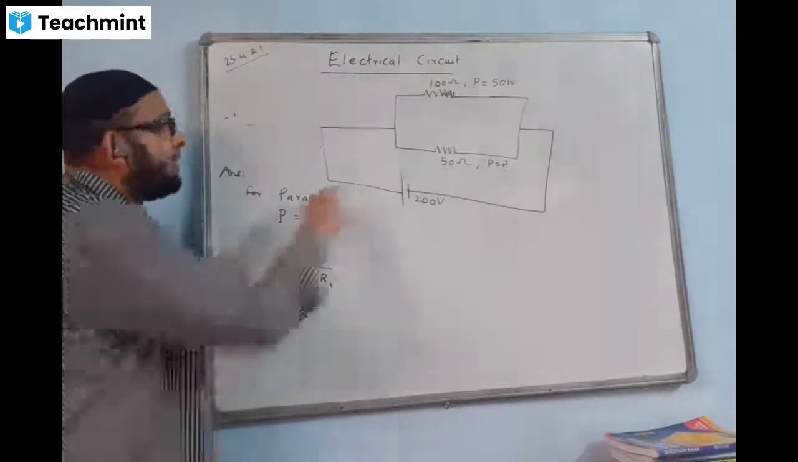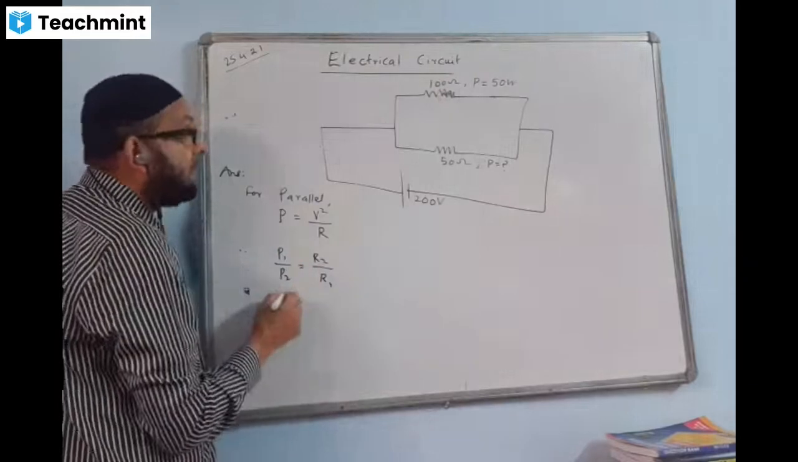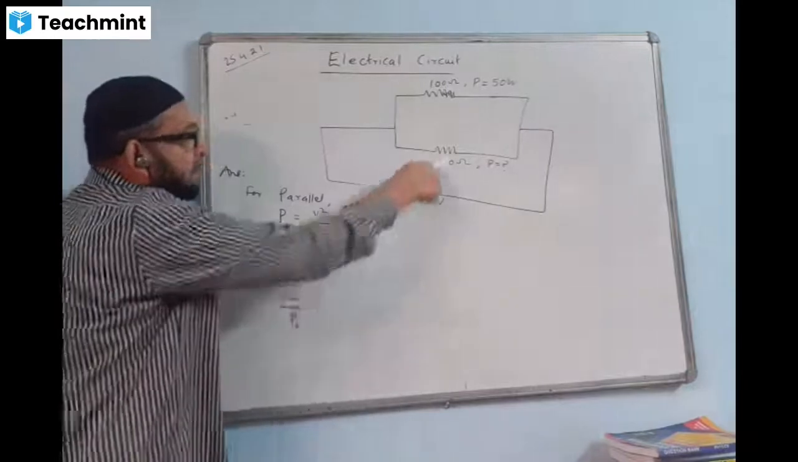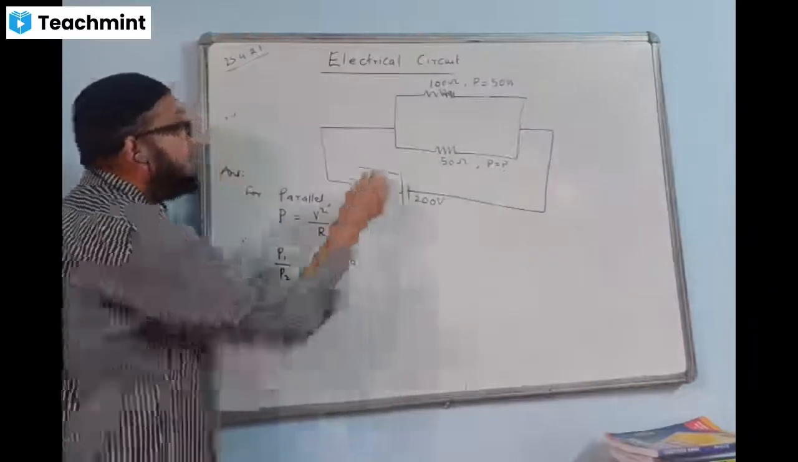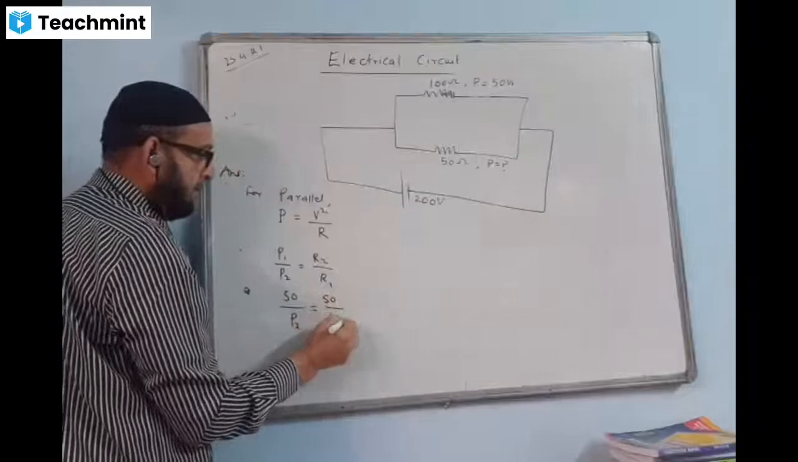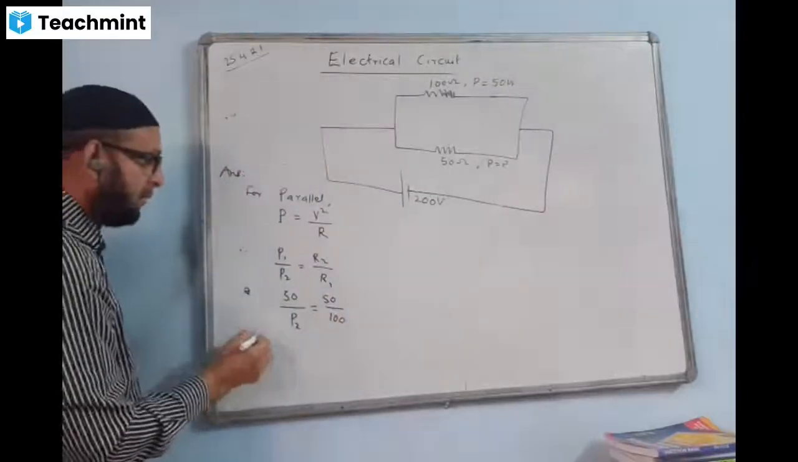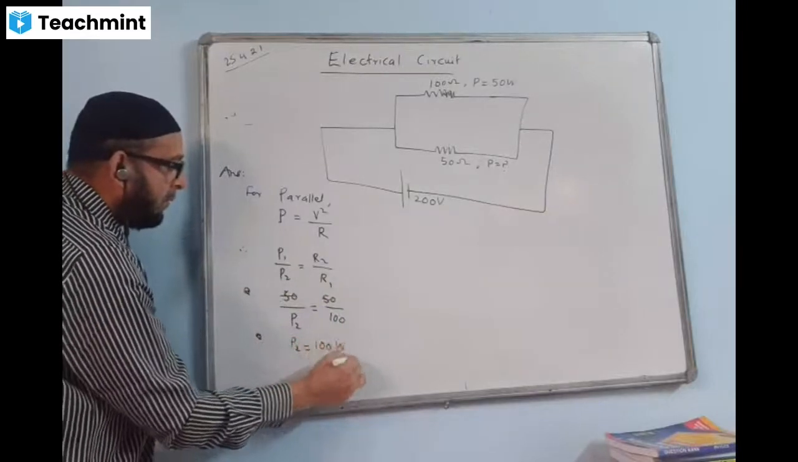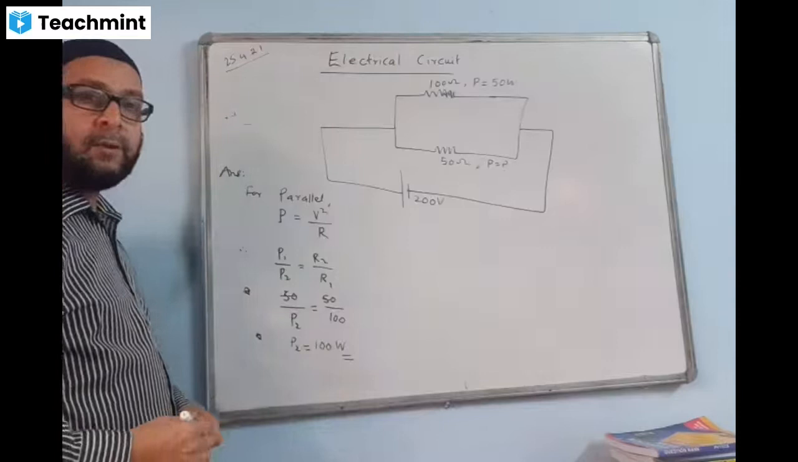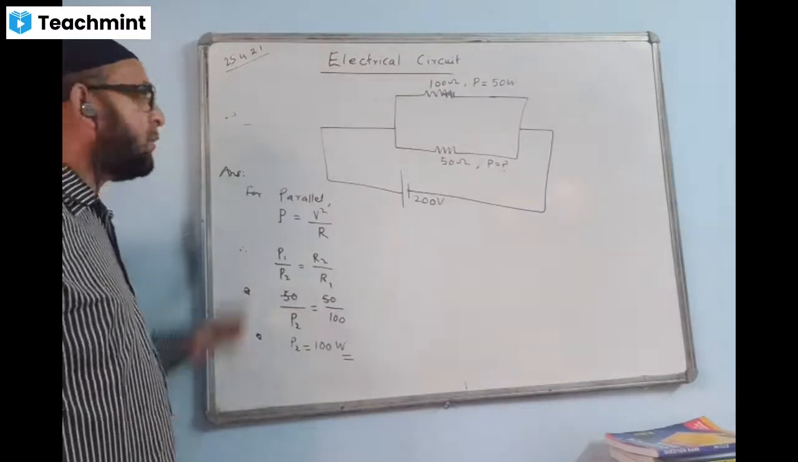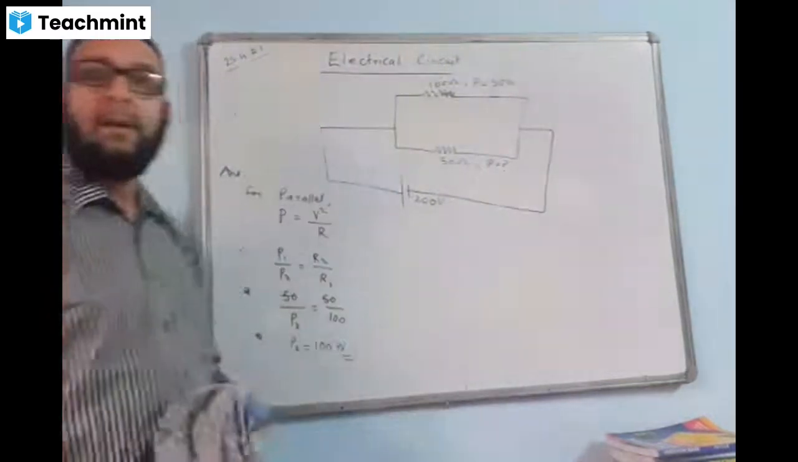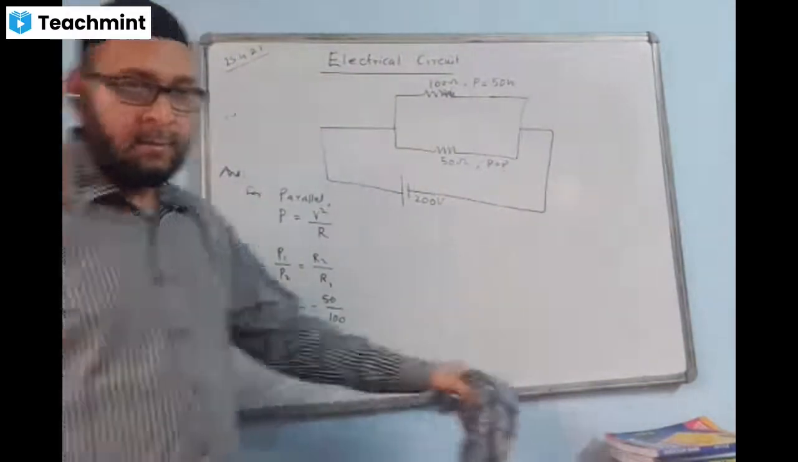So P1, the value of power consumption in the first case, that is 100 ohm, is given 50 watt, right? P2 we have to find. R2 will be 50, and R1 value is 100. Then we'll find the answer now. 50, 50 will go, so you get P2 value is 100 watt. So it is inversely proportional. This question was carrying 2 marks only. Hope you understood it.